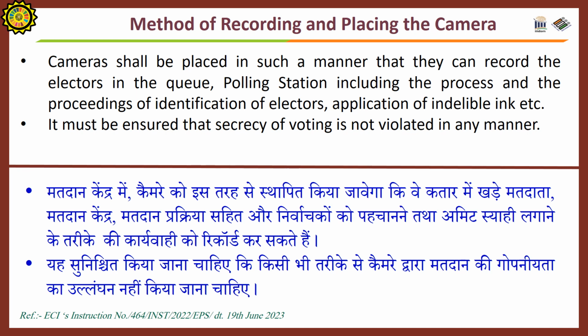Method of recording and placing the camera. Cameras shall be placed in such a manner that they can record the electors in the queue and the polling station, including the process and the proceedings of the identification of electors, application of indelible ink, etc. It must be ensured that secrecy of voting is not violated in any manner.